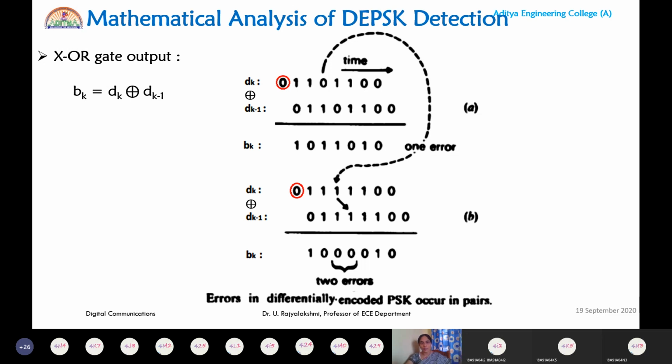Take the binary data we took in the last class for DPSK, 0 0 1 0 0 1 0 0 1 1. Take the same sequence, and if you apply the same to the receiver section, if you use XNOR you won't get the entire sequence. If you replace it with an XOR gate you will get the output.